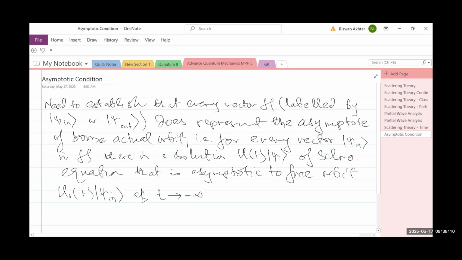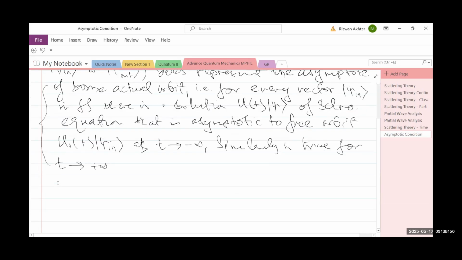And similarly, this is also true for t tending towards plus infinity. That is what we can say, that for every vector psi out in the Hilbert space, there is a solution U of t of psi of the Schrödinger equation that is asymptotic to the free orbit U naught of t acting on psi out as t tends to plus infinity. So this whole statement from here to here can also be written for the psi out as well.